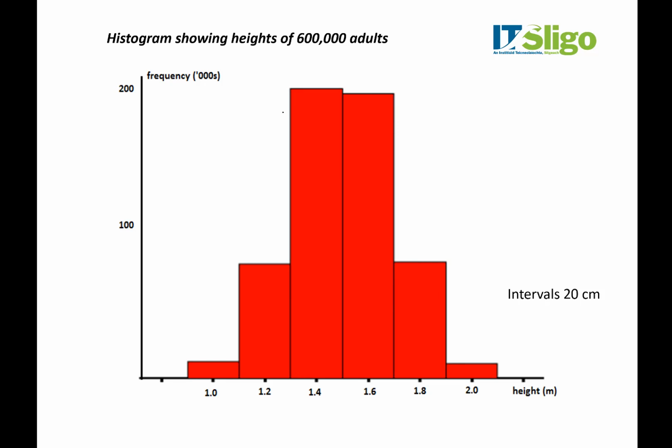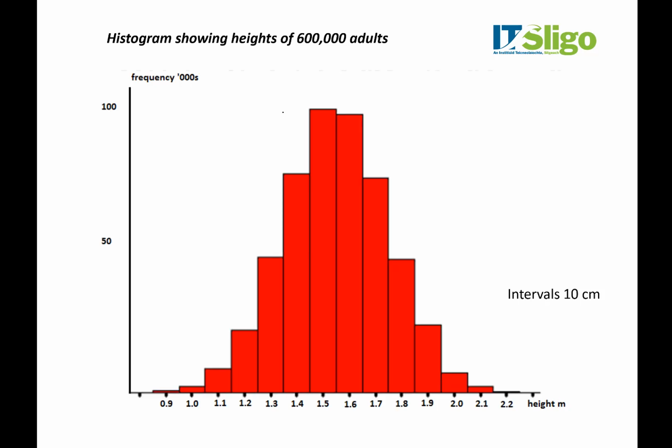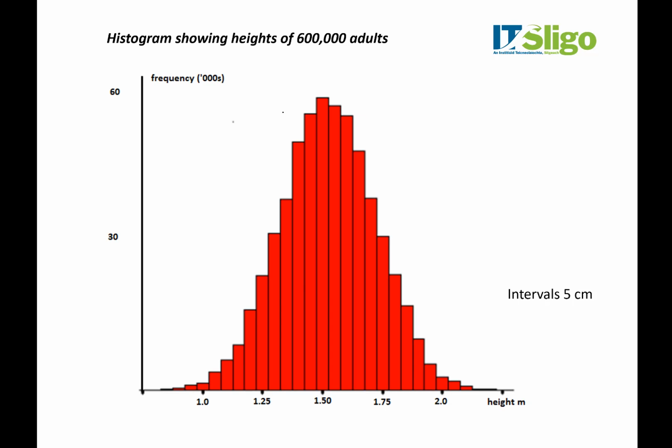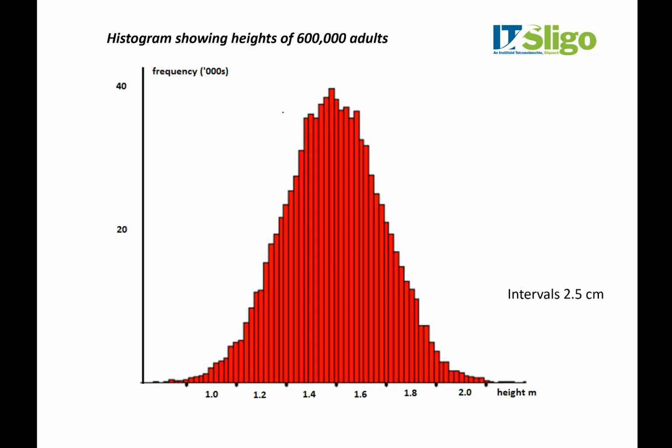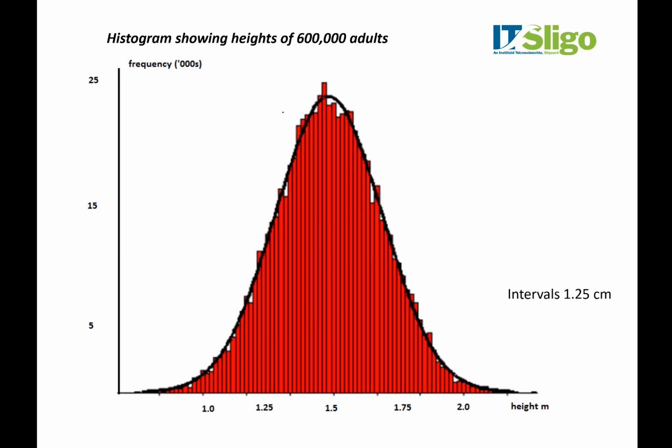But now we'll change the interval sizes over the next few slides. If we reduce the intervals to 10 centimeters, we get a bit more of a defined picture of the heights of these 600,000 adults. If we make the interval smaller again, to 5 centimeters, we get again a more detailed picture of the heights of the adults. Make the interval smaller again and smaller again, and essentially we see that this bell-shaped curve develops. And that's described as the normal distribution curve.